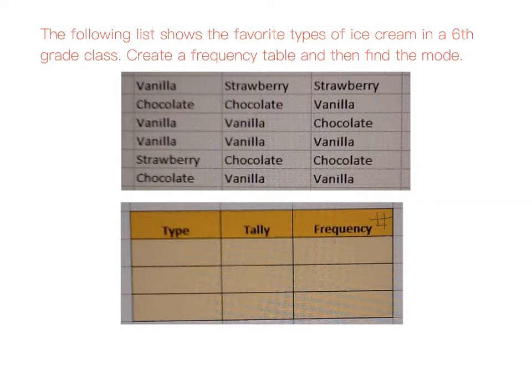Okay, so here is what I got. I started out by just making sure I knew how many different types were listed. And if you look through this list, you only find 3. So vanilla gets its own line, chocolate and strawberry each get their own line. And then I just go through the list, and every time I see vanilla, I make a tally mark. So I'm saying 1, 2, 3 in the first column. 4, 5, 6. So 4.